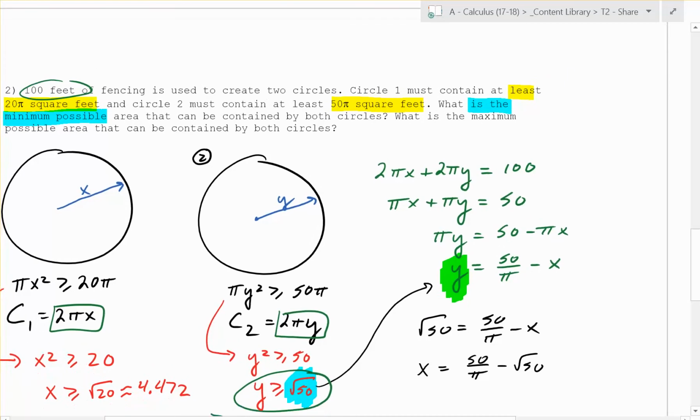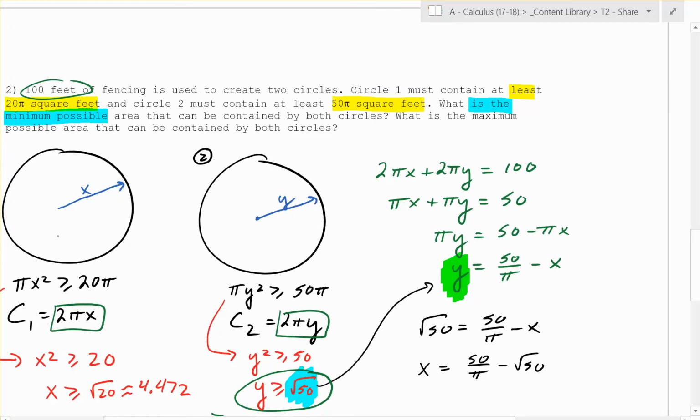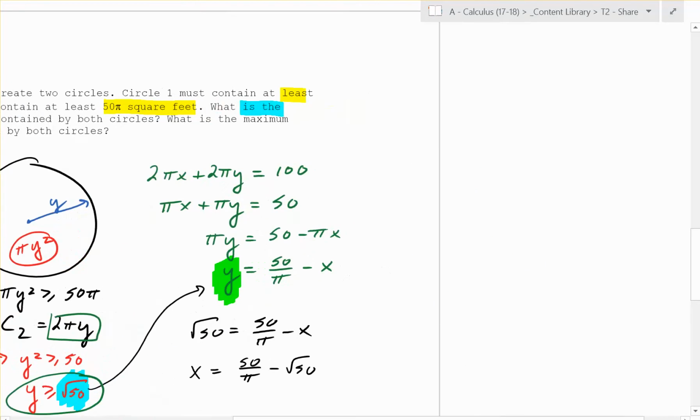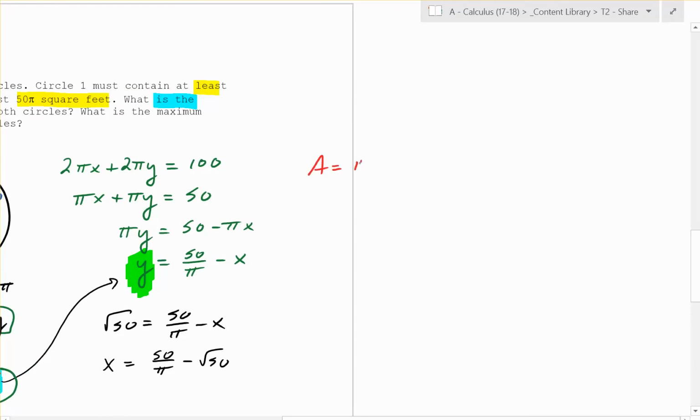We know that the area of the first one is pi x squared, and the second one is pi y squared. Those are the areas of both of these right here. So the total area is going to be pi x squared plus pi y squared.